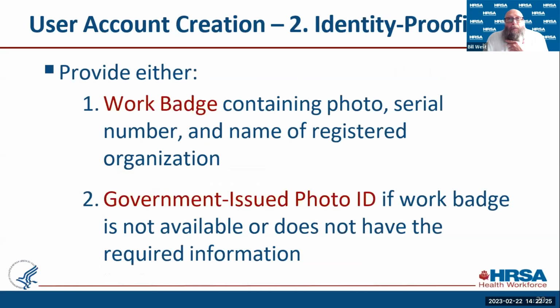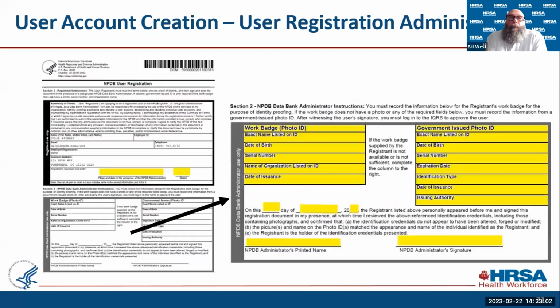Okay, so the second part in creating the user account is identity proofing. Identity proofing is a major NPDB security component. So account users must have their identities proofed or authenticated as part of your registration, renewal, and user account creation. Once the user completes the user account request, they can download the user registration documents on the very next screen. Users are instructed to download and print their registration document and complete the identity proofing by using one of two methods. You can be proofed by your data bank administrator or by a notary public. Next slide.